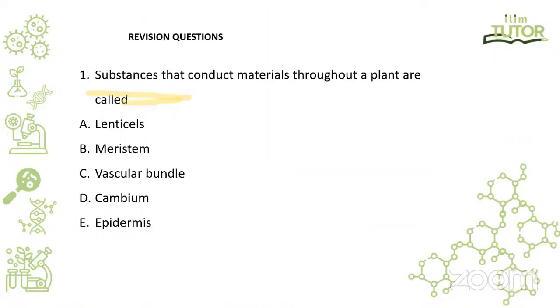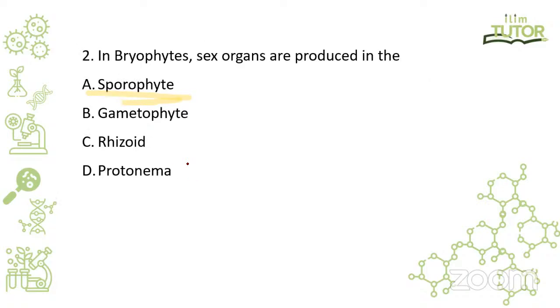So we'll round up with this question. Amina, are you there? Yes, I'm here. Yeah, so substances that conduct materials throughout a plant are called? The vascular bundles. Yeah, pretty much. That is it. Okay. What about number 2? The answer is already highlighted. It's A. Is it? It's not A.